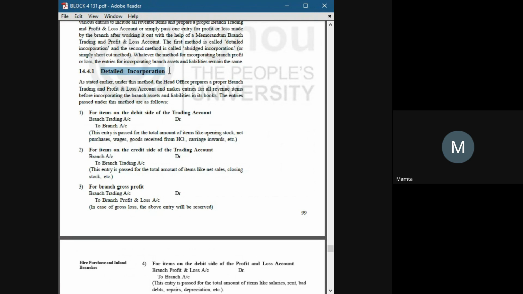What we do here is, suppose you are in the head office. You need to pass journal entries for each and every item. If you are passing the general entry for the branch trading account, then you need to pass the entry for the debit side of the trading account, for the credit side of the trading account, one for the profit of the trading account, and if there were any loss, then you need to pass the entry of the branch for the loss of the trading account. So each and every entry must be passed here.